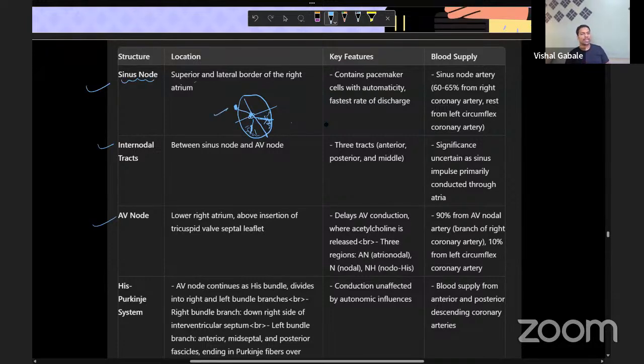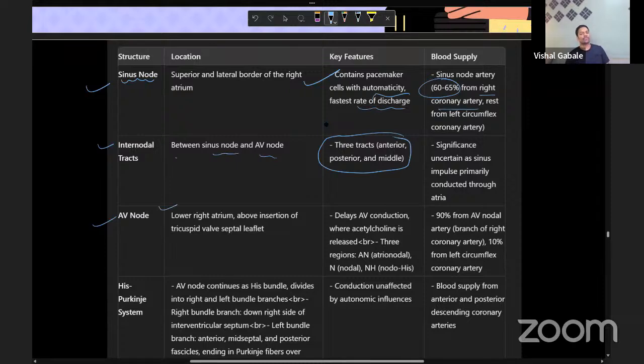Superior and lateral border of the right atrium is your sinus node, and that has pacemaker activity for the heart, isn't it? And that has automaticity, the fastest rate of discharge. It is supplied by the sinus node artery, from the right coronary artery. That you also know, right? Similarly, the internodal tracts are between the sinus node and the AV node, and there are three tracts: anterior, posterior, and middle.